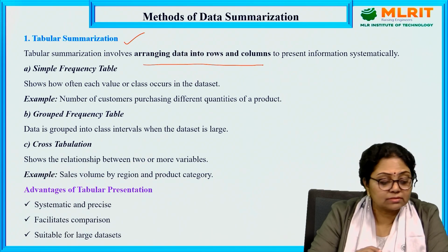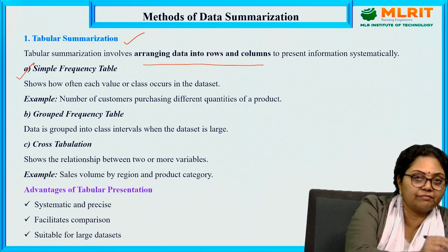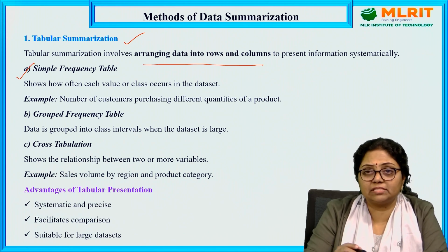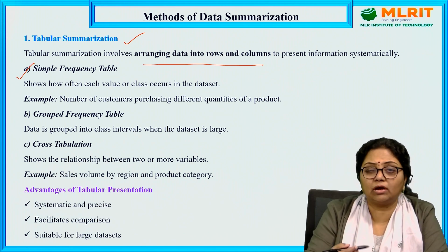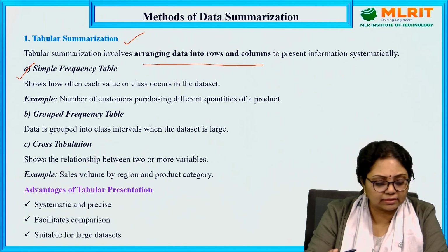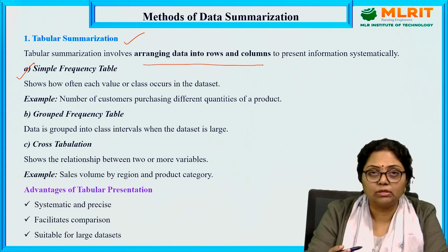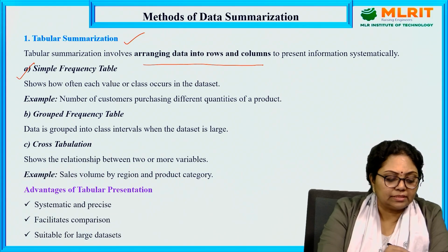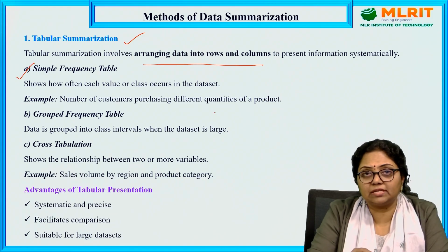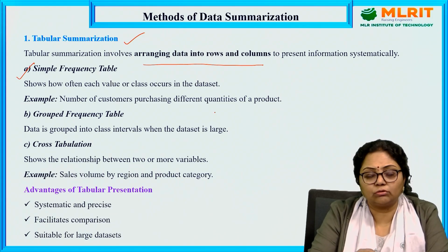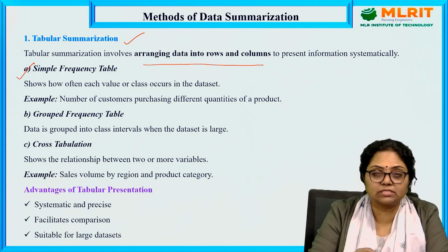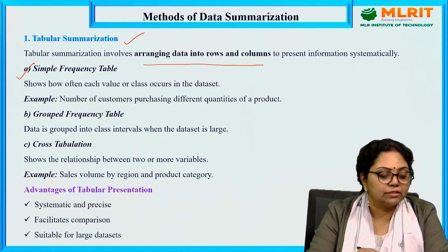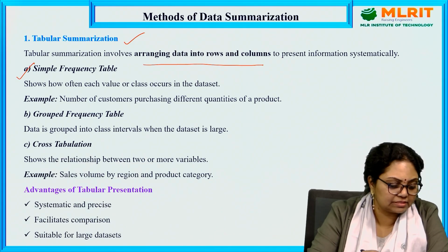In this we have the simple frequency table. A simple frequency table tells us how often each value or class occurs in the data set. If you look at the example, we can have a clear idea: the number of customers purchasing different quantities of a product, or the number of customers going for a particular movie. That comes under the simple frequency table.